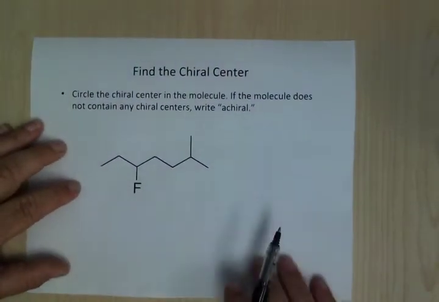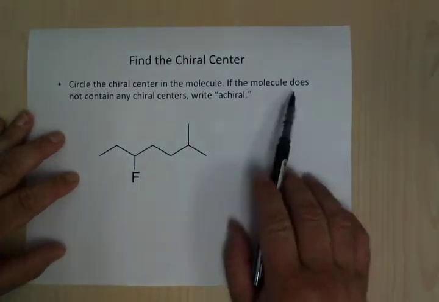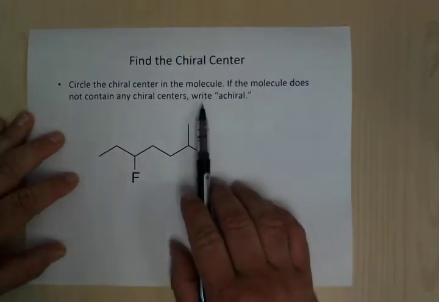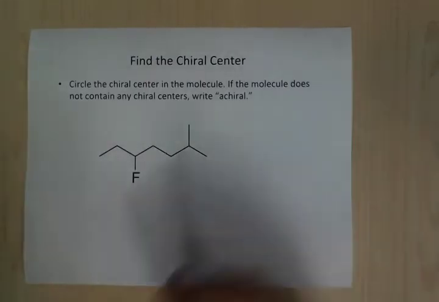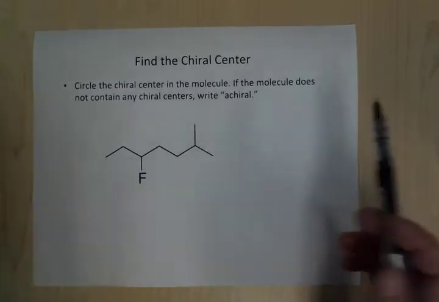Okay, so I'm going to give you a couple molecules where it's find the chiral center of the molecule. If the molecule doesn't contain a chiral center, write achiral. I can't just have you leave it blank, because then I would think that you didn't do anything. But if you find it achiral, just write that.